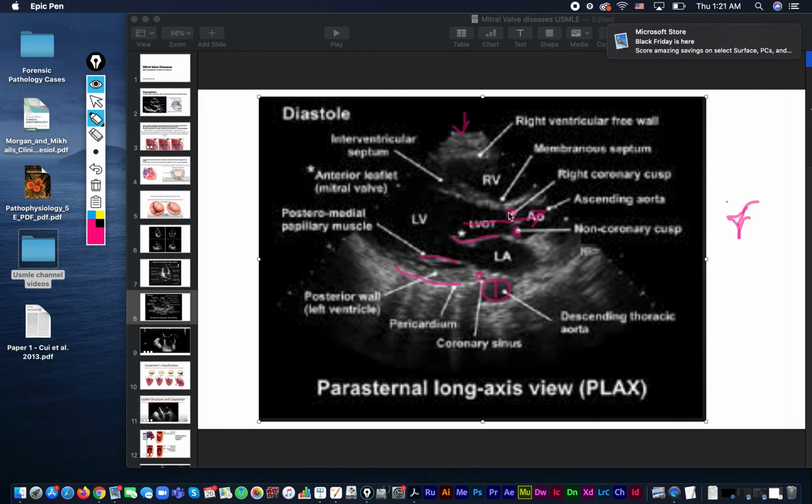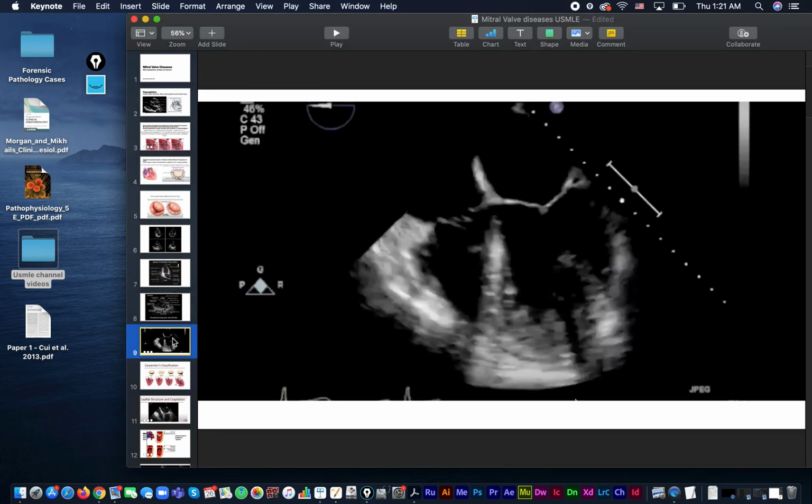which turns into the coronary arteries, and during diastole they fill, and during systole they contract and oxygenate the heart tissue. Okay, so that's the parasternal long axis.